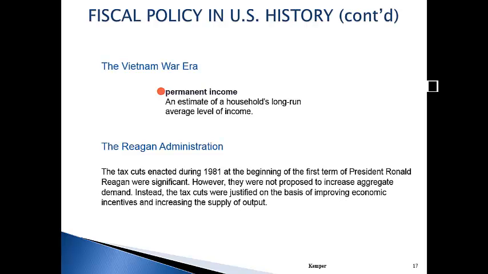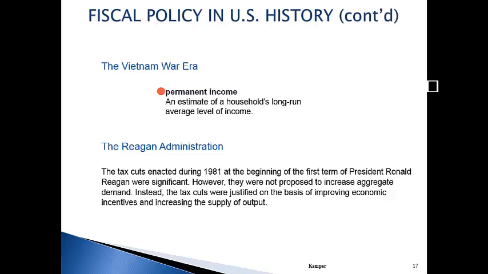Permanent income is something that we use to estimate households' long-run average level of income. This lets us look at it over a long period of time, and what we try to do with that is look at it from the standpoint of, if your income doesn't change very much, do we want to enact tax policies that continually rise over the next 30, 40 years that would really impact your real level of income?